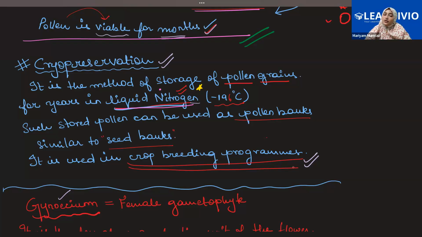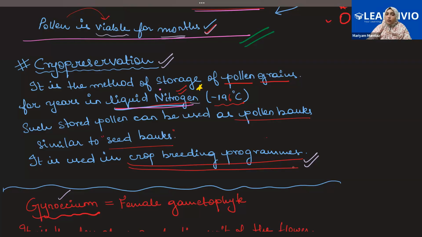Now, such stored pollen can be used as pollen banks, just like how, for example, you go to a florist and ask them for a specific seed, and they'll have it, isn't it? No matter whichever seed you want, they'll have it. Why? Because they have a storage of that seed. The same thing when we do it with pollen grains, so that we can breed new varieties of plants. So we have the pollen bank, just like how seed banks are there.